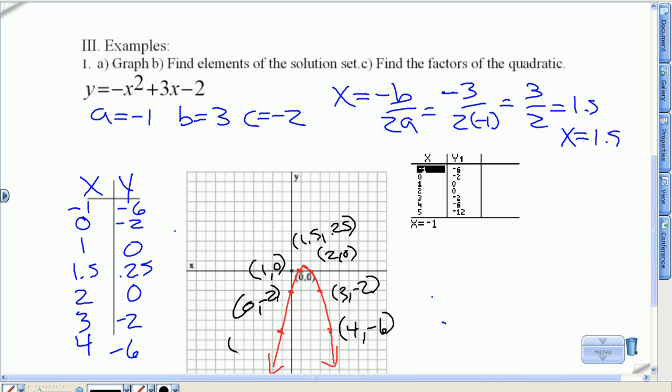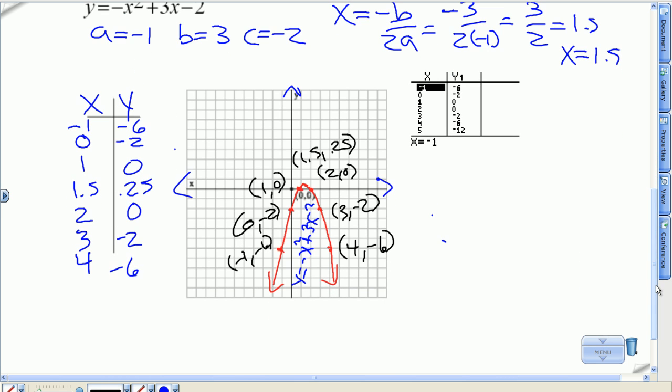Okay, our last point there is 4, -6. And finally, I would have to write the equation on here. Y is equal to -x squared plus 3x minus 2. Put arrows on your axis. Label the x and y axis, which has been done already. Okay, so there we go.